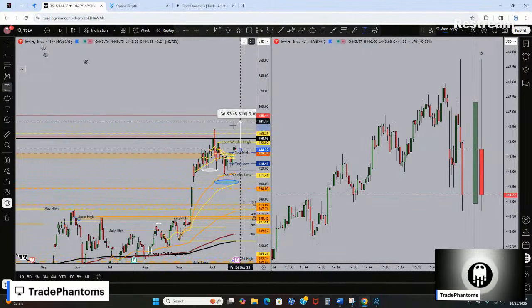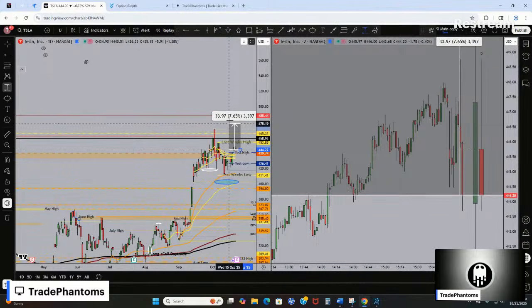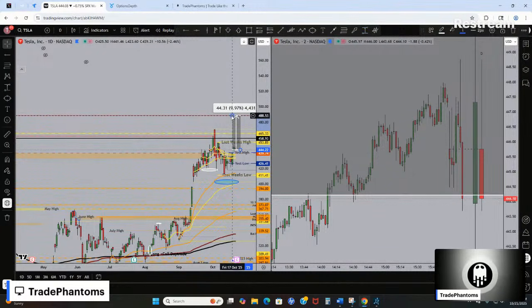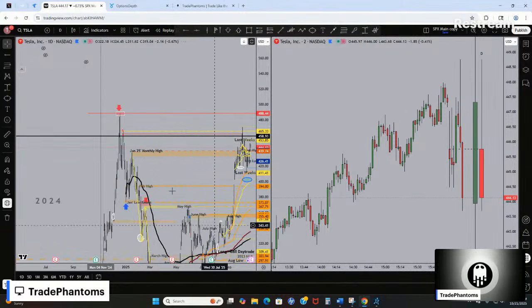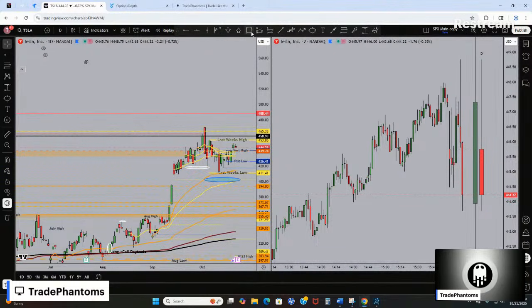Now it could go more than that, but I wouldn't want to be... 550 is kind of way out there. For this cycle, probably not 550. The all-time high from the last year is 488. So I'll be kind of flirting in this area here for earnings, give or take.